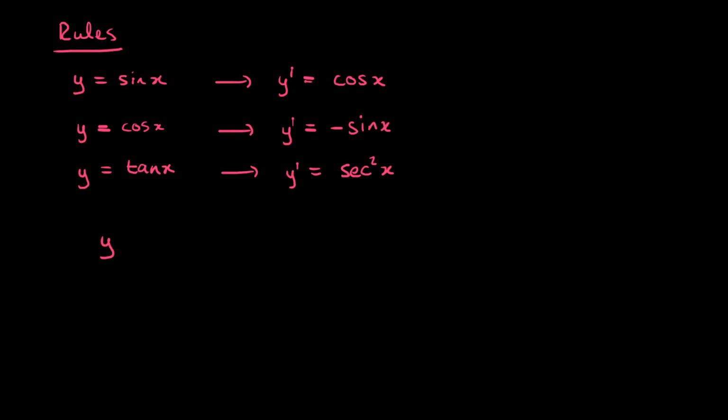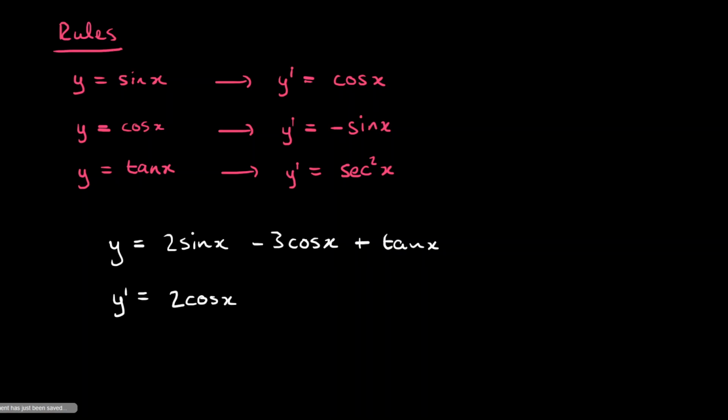Let's say we've got y is equal to 2 sine x minus 3 cos x plus tan x. Well, if we differentiate that, then the sine x will differentiate to give cos x, so we get 2 cos x. The cos x will differentiate to give minus sine, so we've got minus 3 times minus sine, so that will be plus 3 sine x. And then tan x differentiates to give sec squared x. Okay, so that's a fairly simple example.